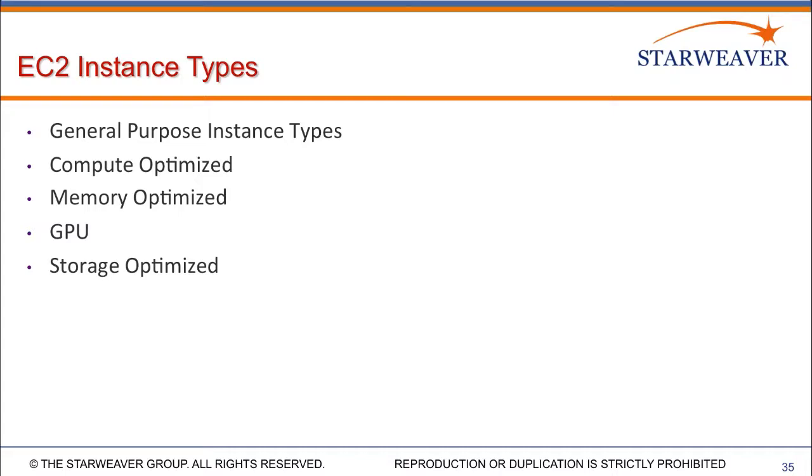Okay, so there are 5 different general categories of EC2 instances. There are general purpose, compute optimized, memory optimized, GPU, which basically includes a GPU, a graphics processing unit, on board, and they also have storage optimized.